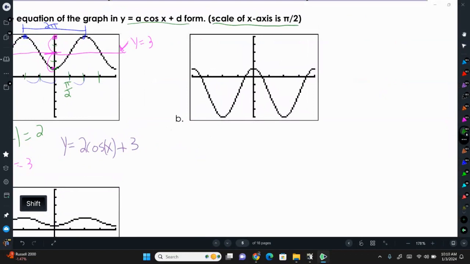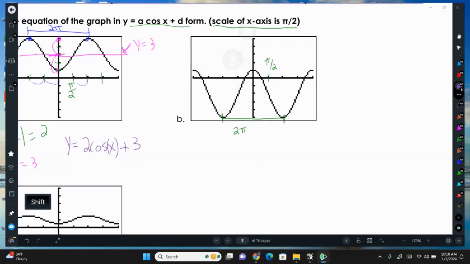Again, the period's going to be 2 pi, but you could always look from here to here. And, you know, pi over 2 is our tick mark. So say, okay, this distance is 2 pi. So our period is still 2 pi, or b value is 1.